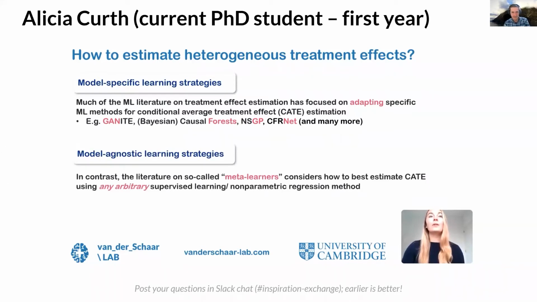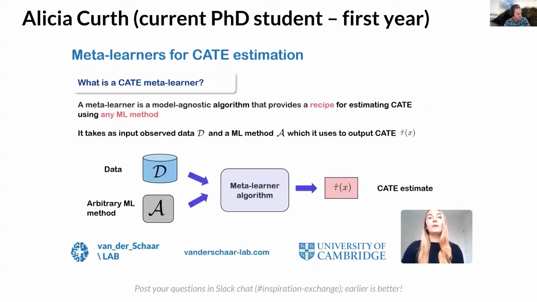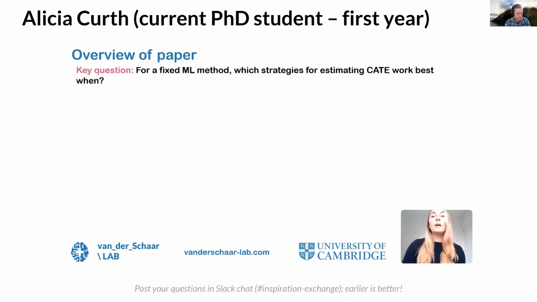However, there's also a number of model-agnostic learning strategies, which consider how to best estimate CATE using any arbitrary supervised learning non-parametric regression method. And this literature on so-called meta-learners is what we focus on. A CATE meta-learner is a model-agnostic algorithm that provides a recipe for estimating CATE using any machine learning method. It takes as input observed data D, a machine learning method, and uses this to output CATE using some pre-specified procedure. In our paper, we are motivated by the following key question.